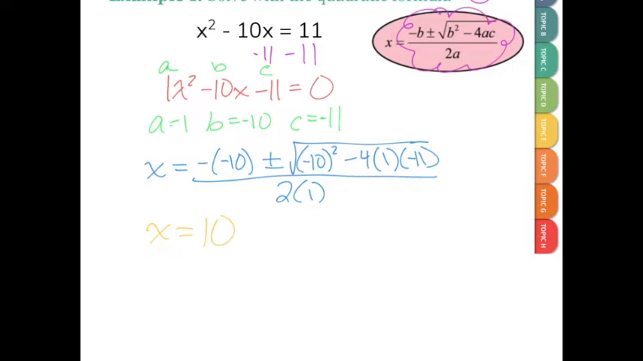So we've got that -10, which is really just +10, plus or minus, and you might be able to do this in one step, but I want to just show you doing all of this in the square root. -10 squared is +100, and then we have this -4 times 1 times -11 will be a plus, and then we got that 2 in the denominator.